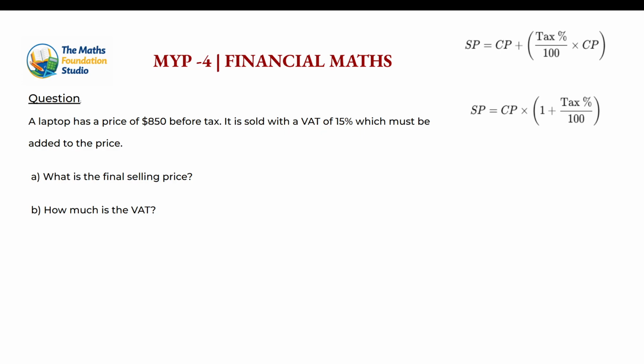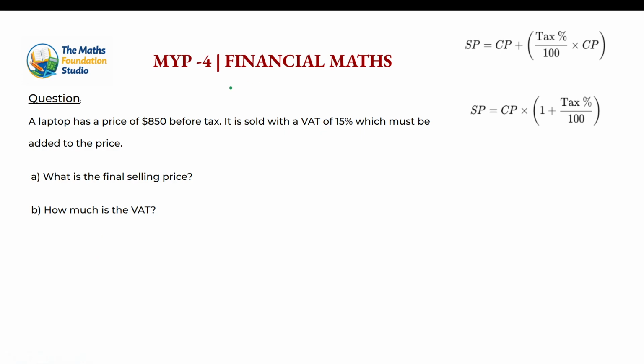Let's start with our first question. A laptop has a price of $850 before tax. It is sold with a VAT of 15%, which must be added to the price. What is the final selling price and what is the VAT?